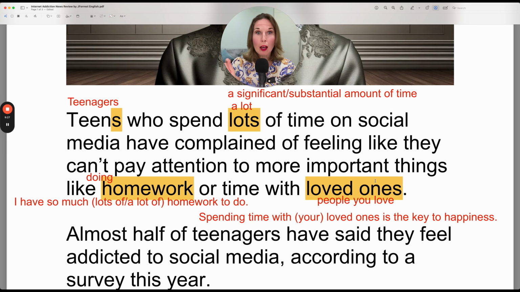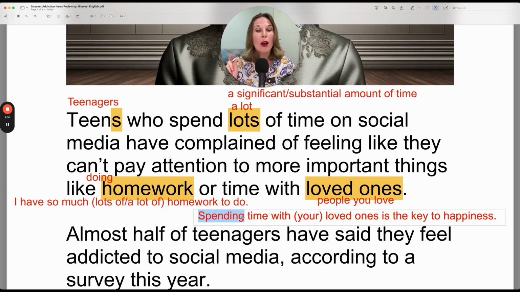Let's review loved ones because this is very useful to have in your vocabulary. Loved ones, loved ones. So notice how those sounds link together. Repeat after me, loved ones. Loved ones are people you love. So remember, people is the plural of person, so it represents all the different people in your life who you love.